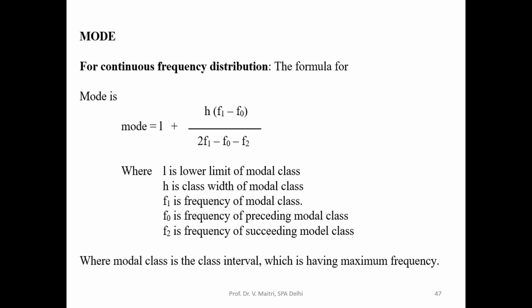Now for continuous frequency distribution, the formula is mode equals L plus h times (f1 minus f0) divided by (2f1 minus f0 minus f2). What is L? L is the lower limit of the modal class. h is the class width of the modal class. f1 is the frequency of the modal class. f0 is the frequency of the preceding modal class. f2 is the frequency of the succeeding modal class. And the modal class is the class interval having the maximum frequency. So where frequency is maximum, that is the modal class.